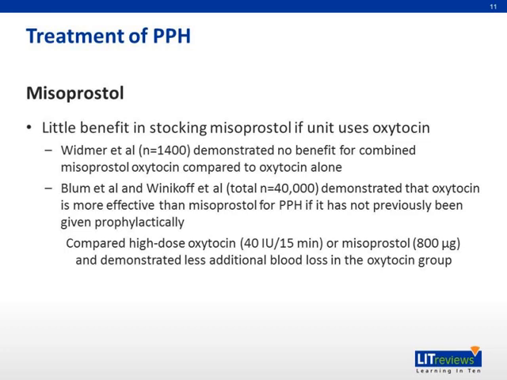Compared to high-dose oxytocin or misoprostol, there is less additional blood loss in the oxytocin group as compared to the misoprostol group, thereby showing that oxytocin is by far a better choice in terms of treatment of PPH as compared to misoprostol.